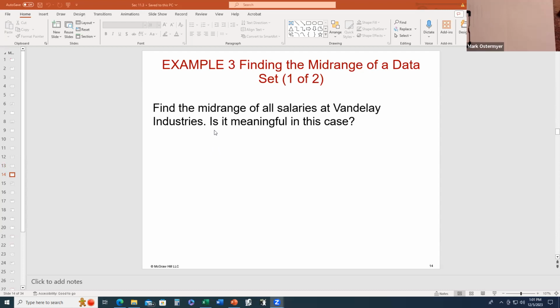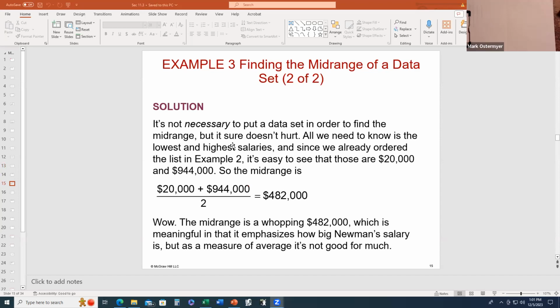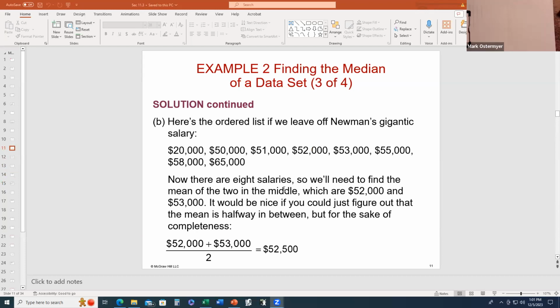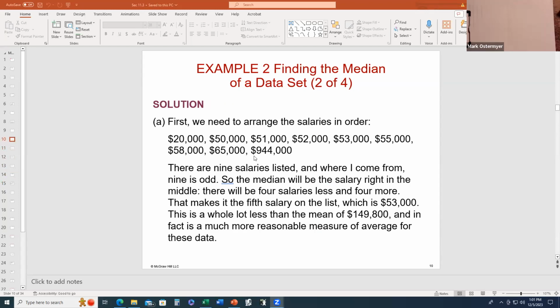But if you wanted to find the mid-range value of the Vandelay Industries salaries, you would take the minimum plus the maximum observation and divide by 2, and you get 482,000. And you can see that it does a very lousy job in representing the middle of your data set, when, of course, we leave the outlier in our data set. So the mid-range is like 480,000, which is way up here. So it's also, like the mean, highly biased to outliers in your data set.